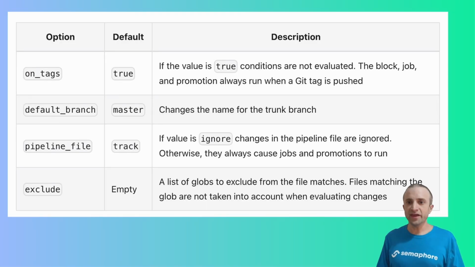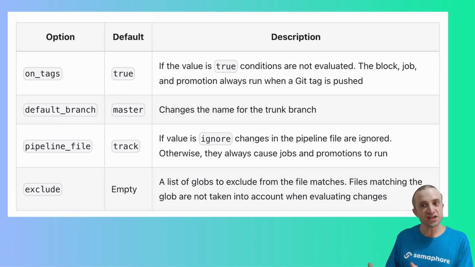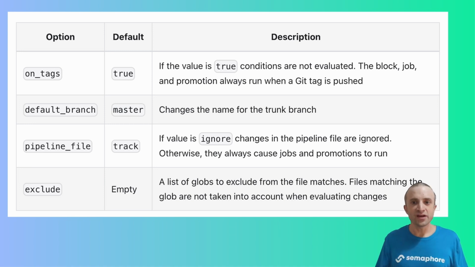We can also customize the behavior of changein by supplying options, for example, what to do if the pipeline itself changes, what files to exclude, what is the name of the main trunk, main branch, and what to do when Git tags are pushed.